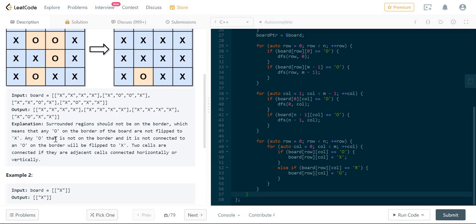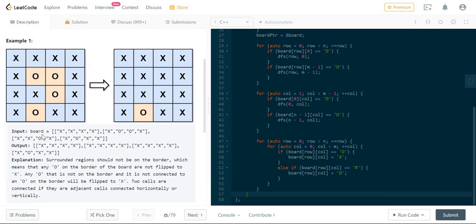Any O that is not on the border and is not connected to an O on the border will be flipped to X. Two cells are connected if they are adjacent cells connecting horizontally or vertically. So what did you understand, that if an O is on the border, then we cannot capture it.